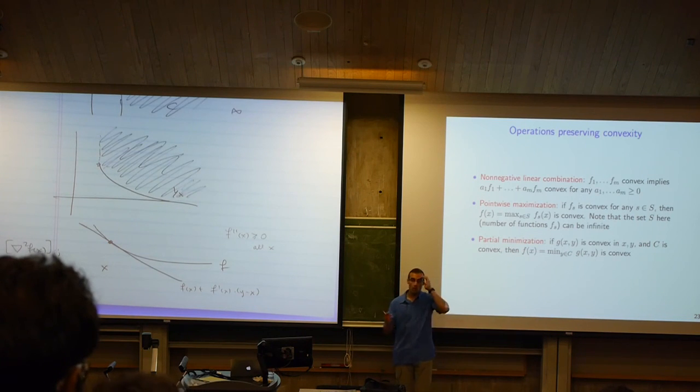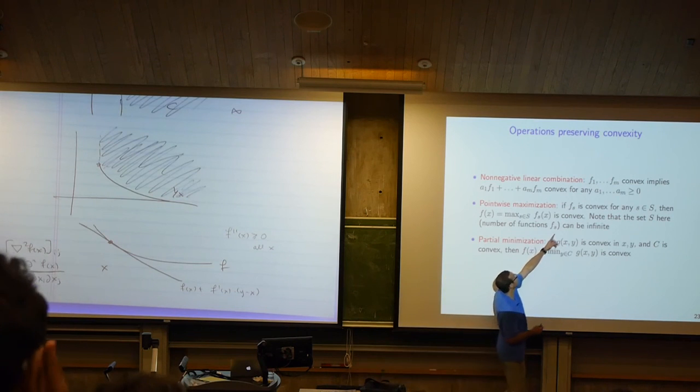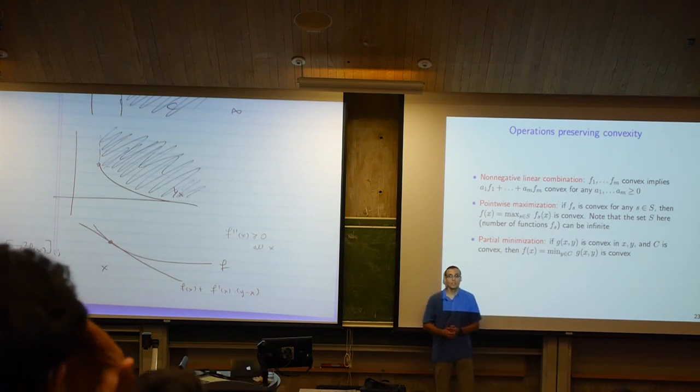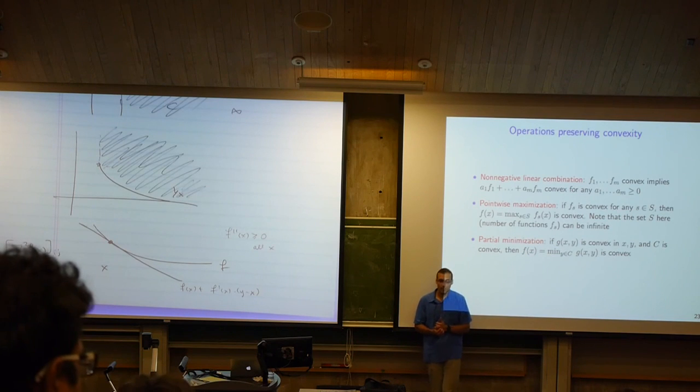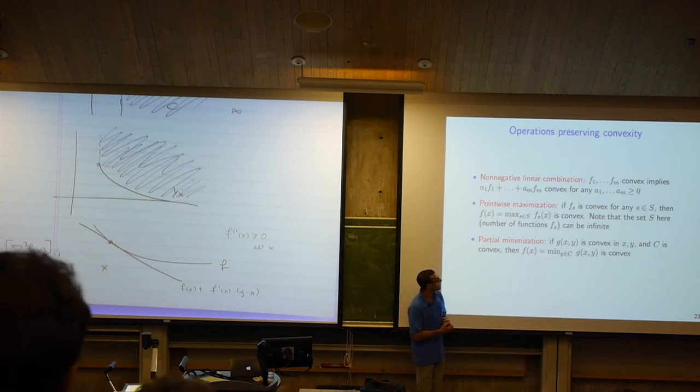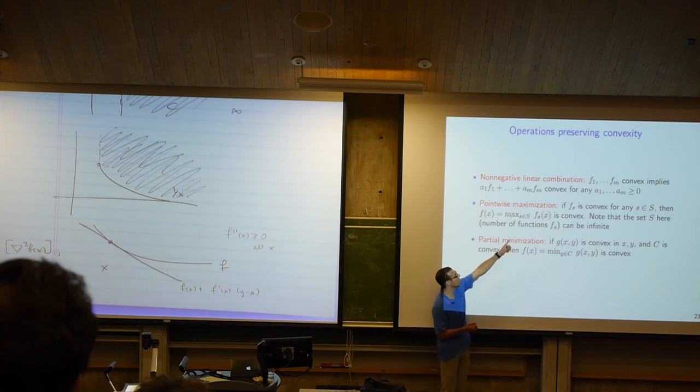It doesn't matter what this index is or how big this index set is here. It could be infinite, could be uncountable. It doesn't matter. It's always true that I can take a pointwise maximum of convex functions and retain convexity. Okay, so it's a very useful property.